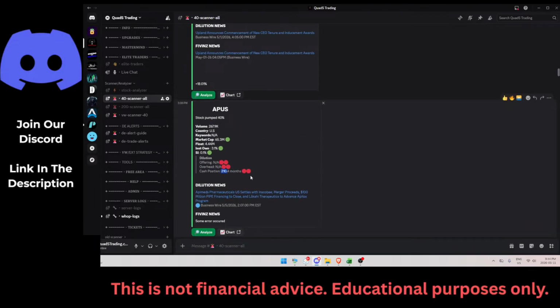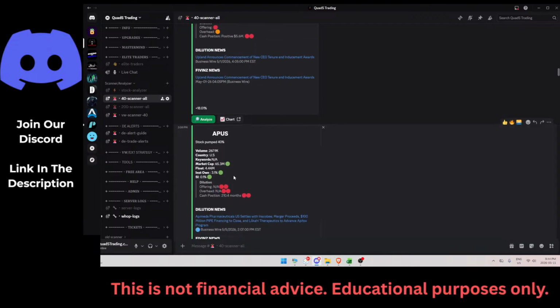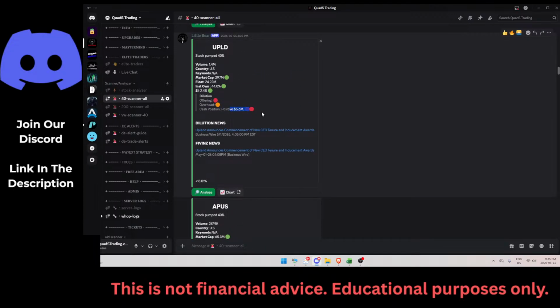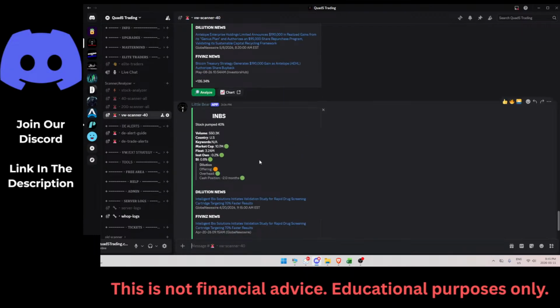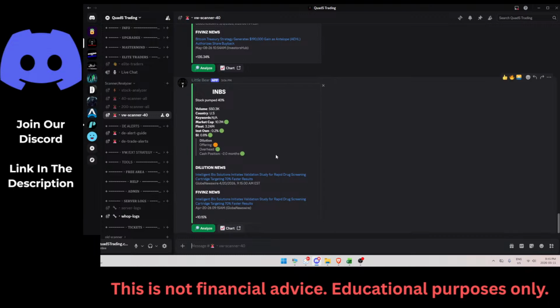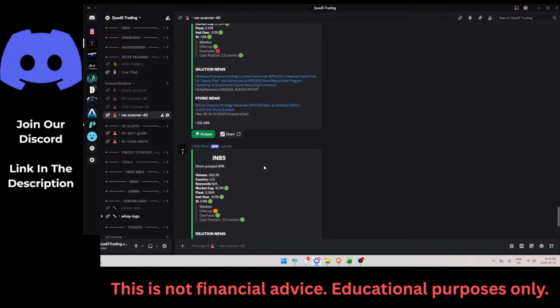APUS, it's got a lot of cash, 210 months. Market cap is not too bad, but no news on dilution. Unless it pumps really high, it hits a previous resistance and it's showing the downtrend, we don't touch these things. Not cash positive, right? So our Discord is great and our scanners are great because it just tells you all the information in one spot. And our VW scanner, these are the best stocks to short. Look at that. Everything is green, dilution, no cash, pump, dump, and that's what we like to see.